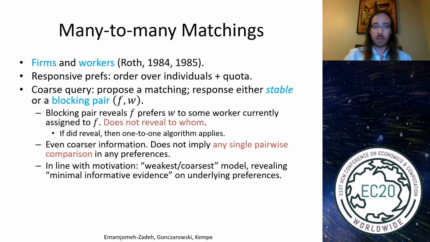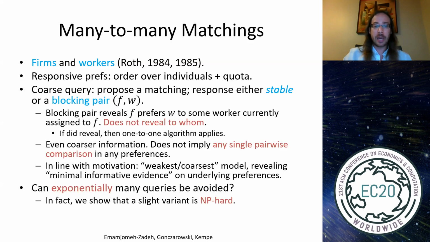This is even coarser information, does not imply any single pairwise comparison in any preferences. This is very much in line with our motivation of working in the weakest, coarsest model, revealing, quote unquote, minimal informative evidence of underlying preferences. And the question here is, again, can exponentially many queries be avoided? It's tricky.